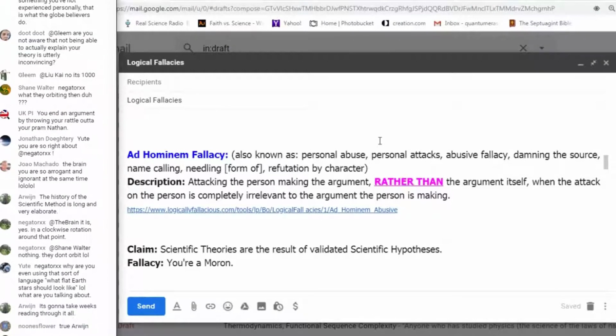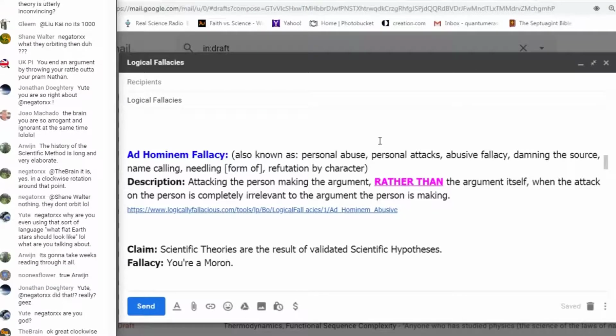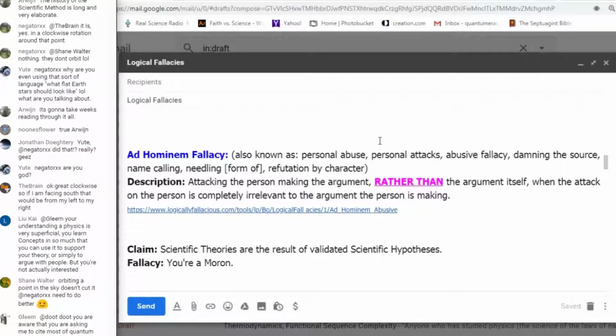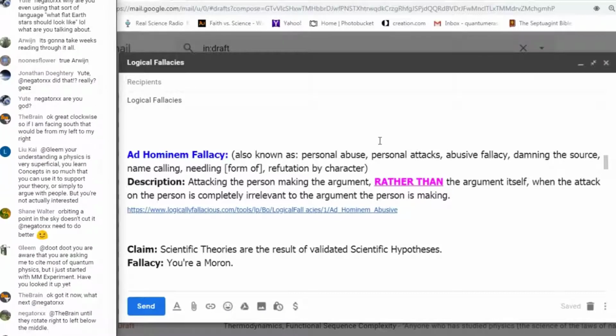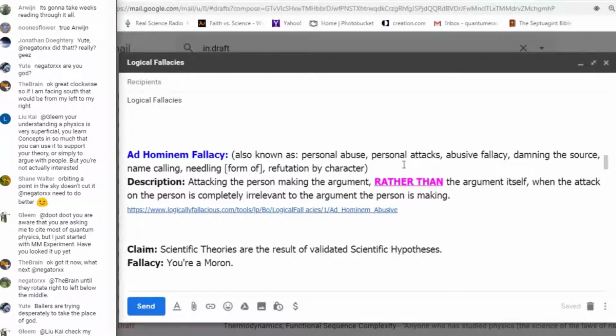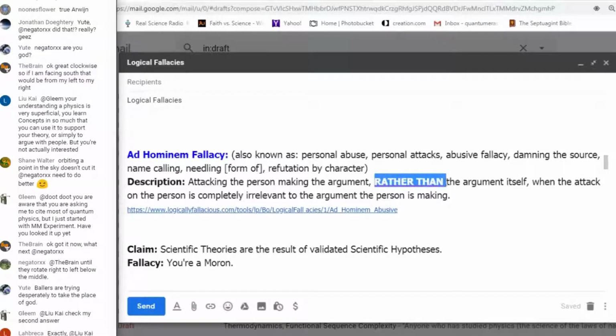Also known as personal abuse, personal attacks, abusive fallacy, damning the source, name calling, needling, refutation by character. Okay, now listen to this, folks. This is the punchline. Pay careful attention. Description: attacking the person making the argument rather than, are you paying attention? Rather than the argument itself. When the attack on the person is completely irrelevant to the argument the person is making. You see this part right here? This is a key part of this definition.